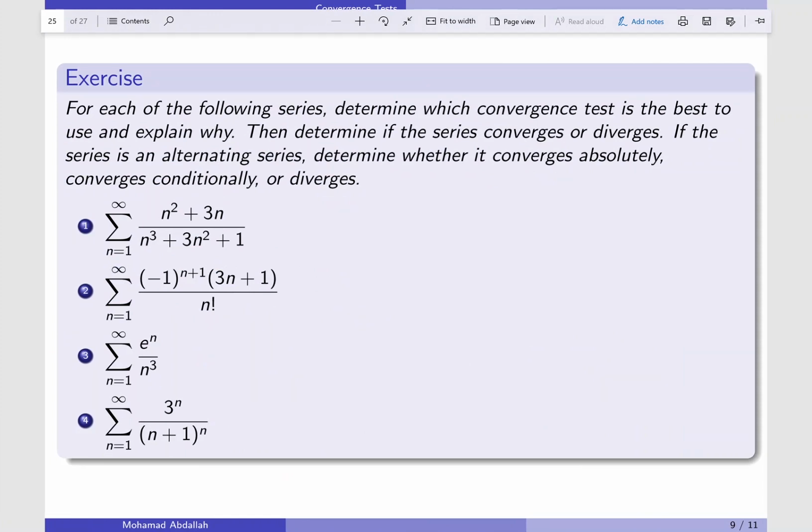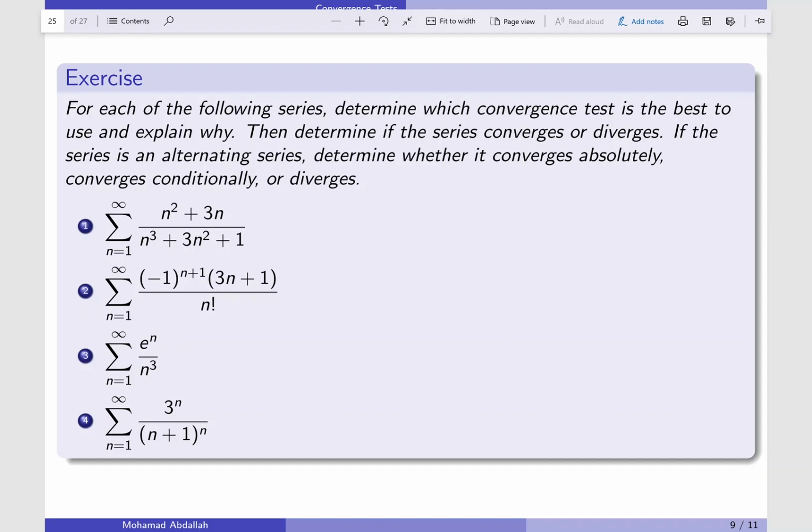Now we have seen all the tests possible. We have seen the ratio test, the root test, integral test, comparison test, limit comparison test. What else? I think I said integral test, alternating series test, and we know the geometric series and the telescoping.